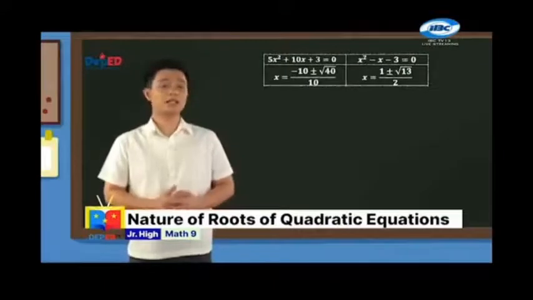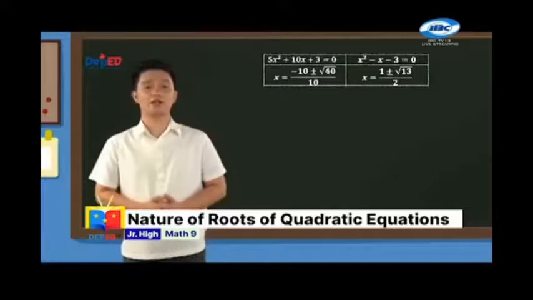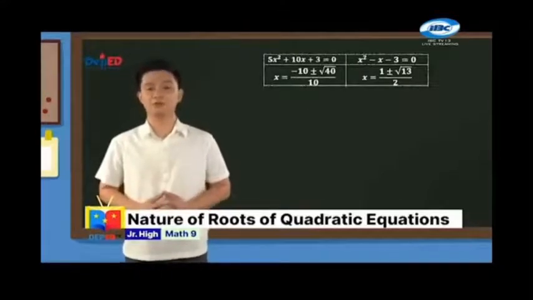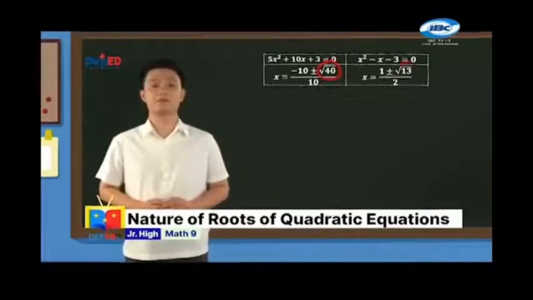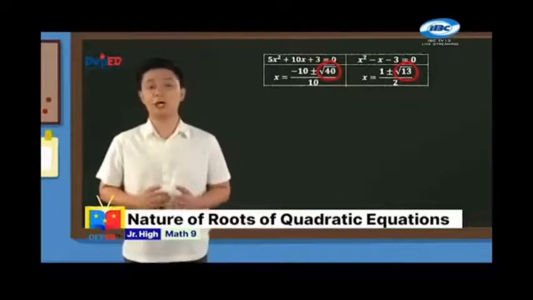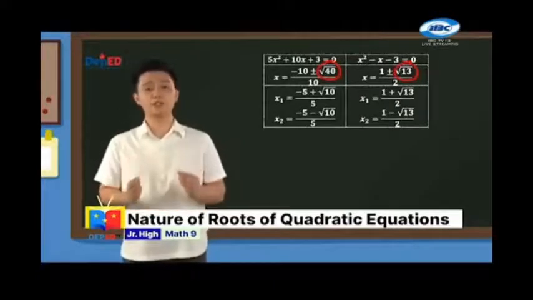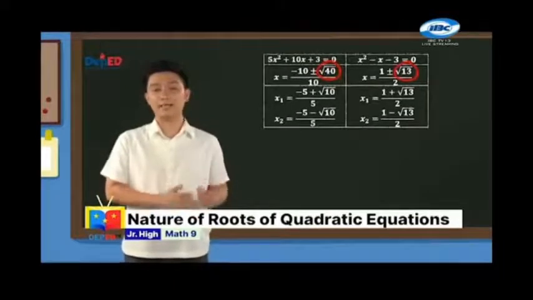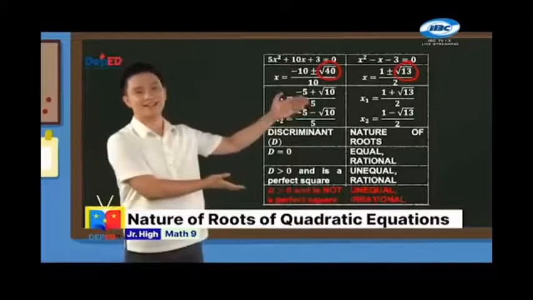Next, let us classify the discriminant of each equation in this pair and its influence on the nature of roots. Again, the discriminant is the value of the expression b squared minus 4ac that appears under the radical sign. 40 and 13 are both positive, but they are not perfect squares. Observe that the roots that correspond to such type of discriminant are not equal and are irrational. We record this in our table of highlights.